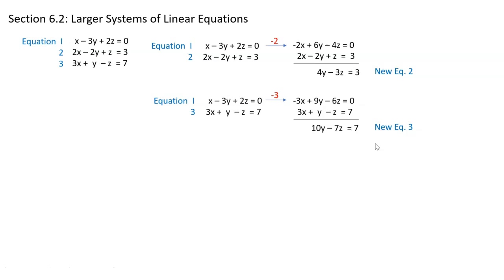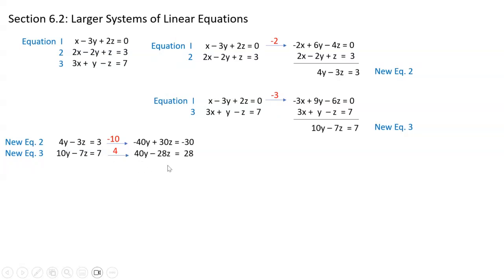Okay, now I'm going to get the new equation 2 and the new equation 3. We're going to get rid of the y's. So this equation 2, I'm going to multiply by -10, and equation 3, I'm going to multiply by 4. Right, because -10 times 4 will give us a -40, and 4 times 10 will give us a +40, and when we add them, they'll be eliminated. But you need to multiply -10 and 4 times both sides of the equal sign. So if we do that, this is my result.